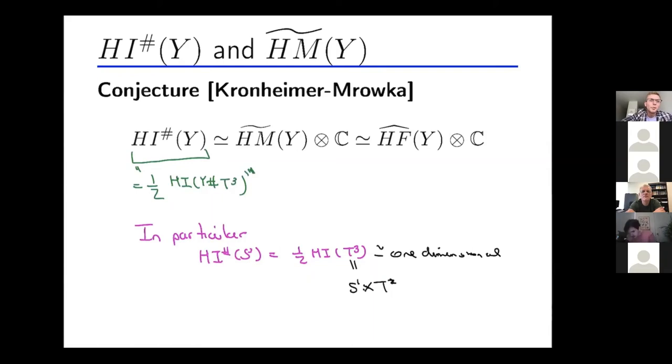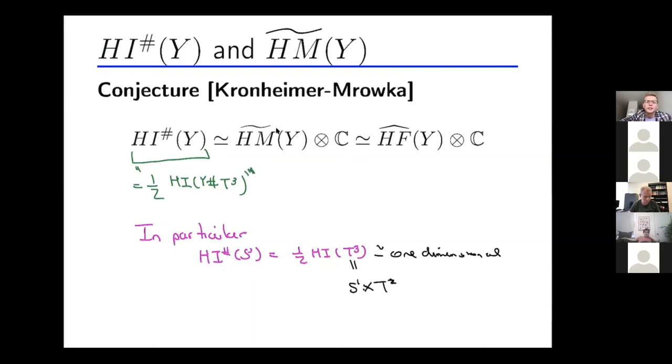So being a simple individual, I might just ask, well, what does this group look like for S3? For S3, what this means is that you're taking the connected sum of S3 with T3, but that's just T3, right? And so you're just looking at the instanton Floer homology of T3 and you're keeping just half of that. In this case, it's very concrete. Originally for this instanton Floer homology, there were only two generators and so there are no differentials. And so when you keep one half of them, you just get a one dimensional group.